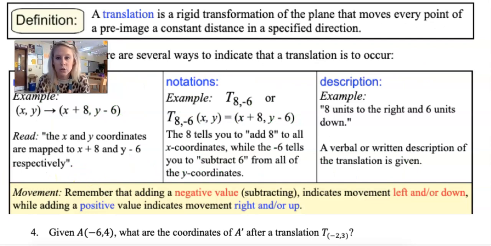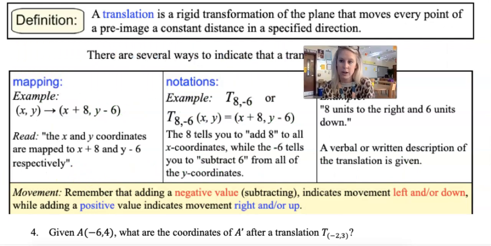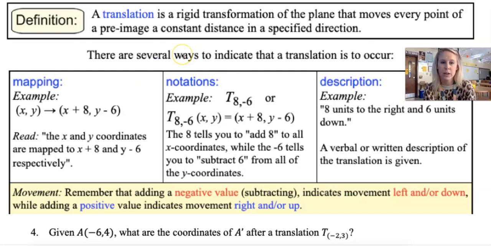So we're going to overview the multiple ways to write a translation. Again, a translation is a rigid motion on the coordinate plane that moves every point of one pre-image to another image a constant distance, so in the same direction. There are several ways to write this. We just learned the mapping method, which is (x, y) arrow (x + 8, y - 6). So this would be read: it's going 8 on the x-axis, so it's going to the right 8.